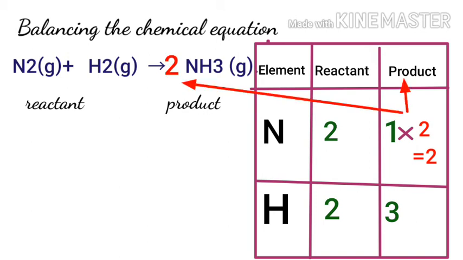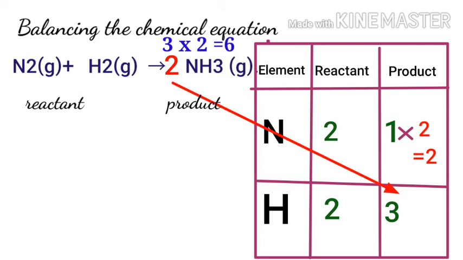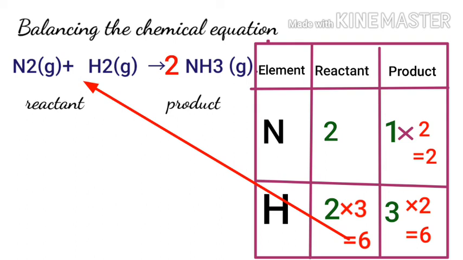Next you can see that 2 atoms of nitrogen into 3 atoms of hydrogen becomes 6, 2 into 3 equals 6. So on the product side of hydrogen we have to multiply with 2, that is 3 into 2 equals 6. So it becomes 6. Now the reactant side becomes unbalanced. So we have to balance that reactant side using 2 into 3 equals 6. See, both sides are balanced. Just look at the reactant side as well as the product side. Both have an equal number of atoms.